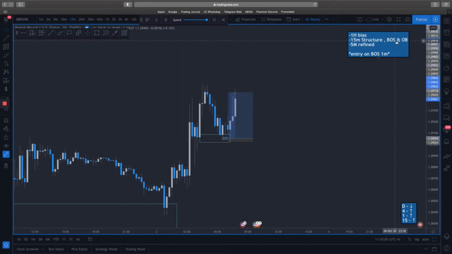So let's say we have a break of structure on the 15-minute, we find our order block, and then we'll refine it down to the 5-minute, and then simply, this is up to you. I personally like to take the reduced risk, and I'll wait for a break of structure on the 1-minute and take it on the order block on the 1-minute. Or if you want, you could take it right off the 5-minute order block. It's totally up to you. Either one works.